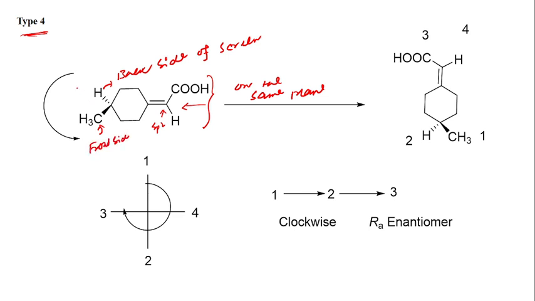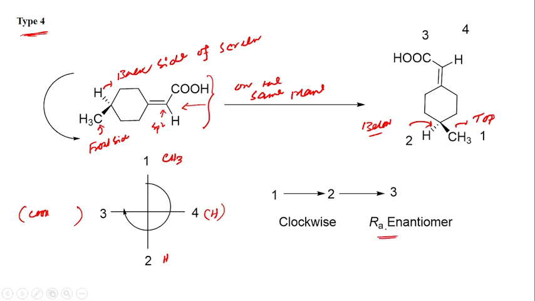As a simple method, just turn it to the downside. Now look, top, this is below. So top is methyl, below is hydrogen, on the right side we can see priority 4, that is nothing but hydrogen, and on the left side we can notice priority 3, that is nothing but COOH. So 1 to 2 to 3, it is clockwise, R enantiomer.